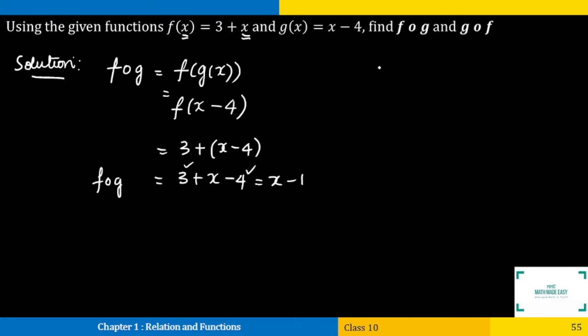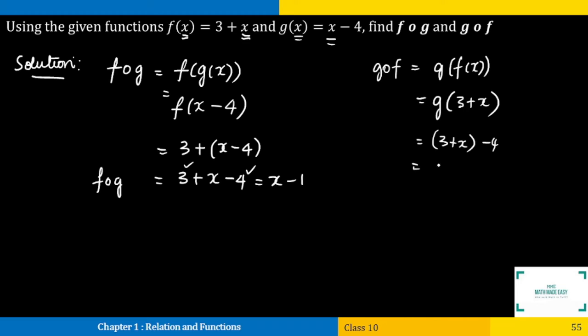And what about g compo f? We already know that g compo f means g of f of x. So g of, what do you have as f of x? You have 3 plus x here, so let me plug this in. And g of 3 plus x, we know that whenever you have x here, you'll substitute x here. If you have y, you'll put y minus 4. Now you have 3 plus x, so it becomes 3 plus x minus 4, and this becomes x minus 1.